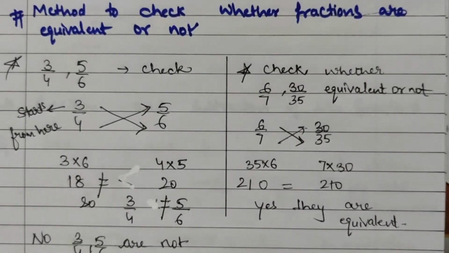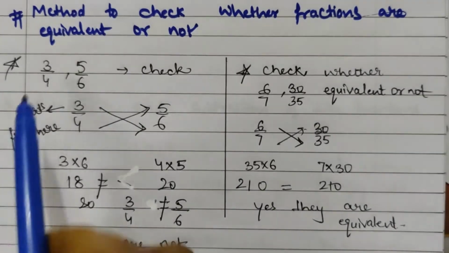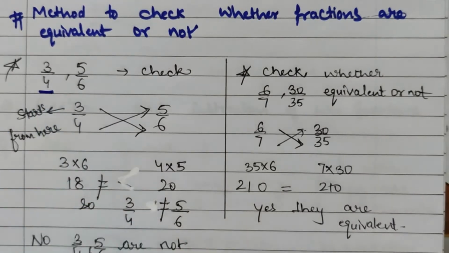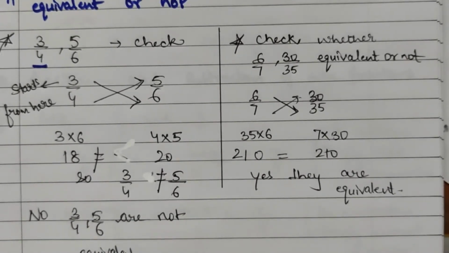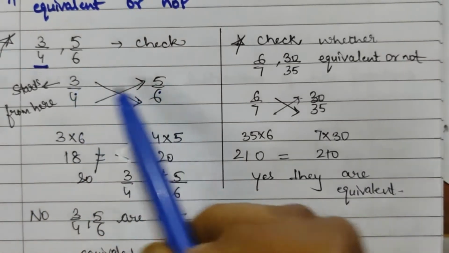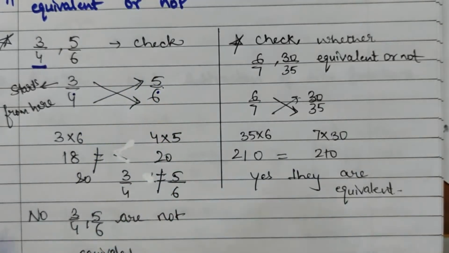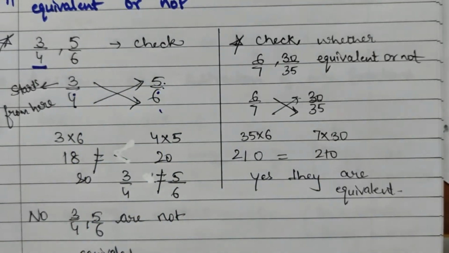Now let us discuss one very important method. How can we check whether the given fractions are equivalent or not? Suppose we have two fractions given, 3 by 4 and 5 by 6, and we have to check whether these fractions are equivalent or not. How can we check? There is one very interesting method, the cross multiplication method. Write both fractions opposite to each other, that is 3 by 4, 5 by 6.